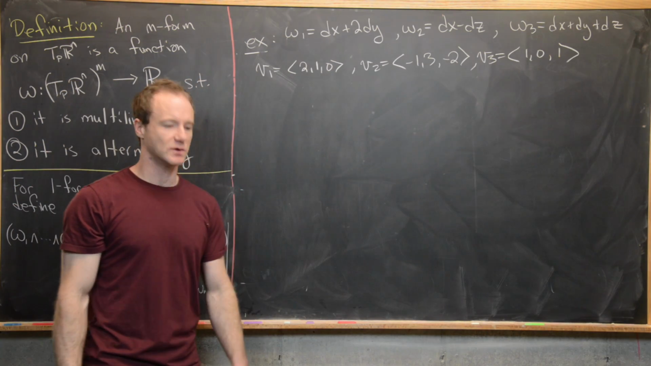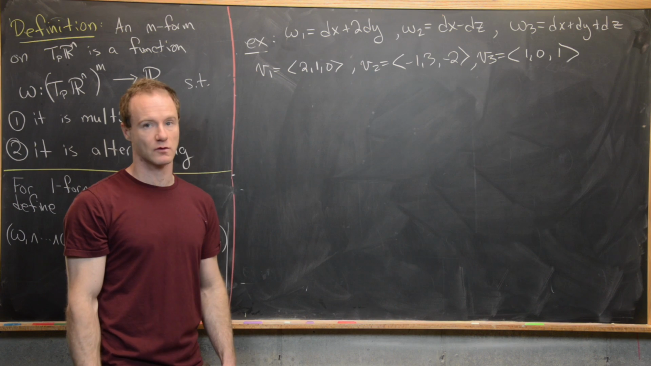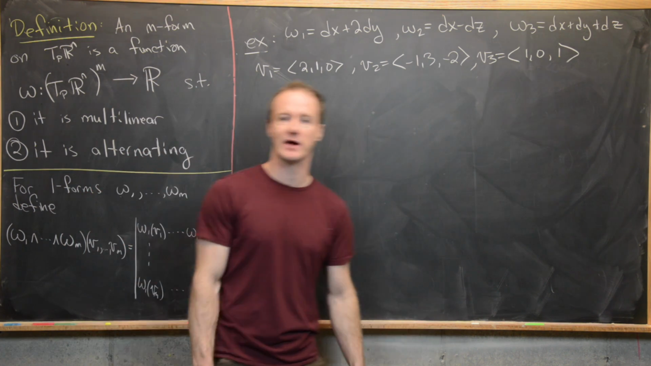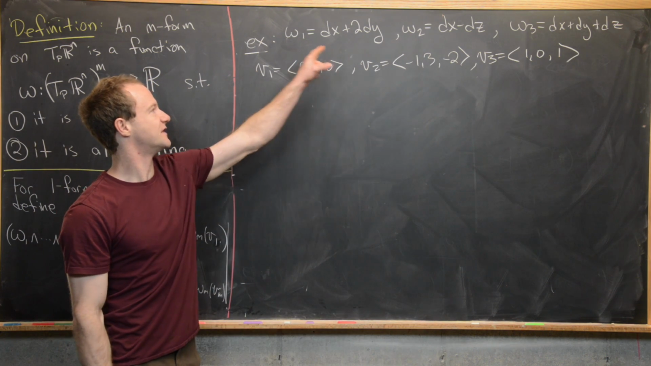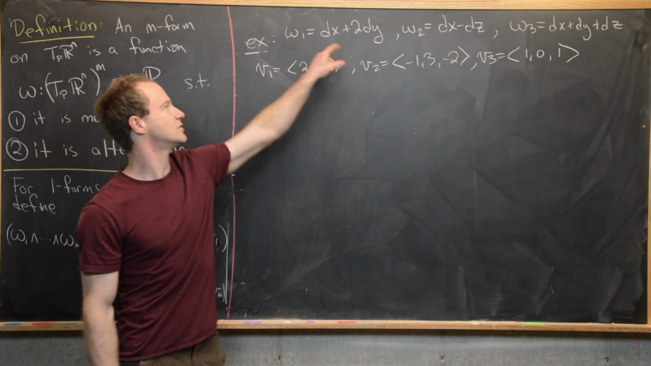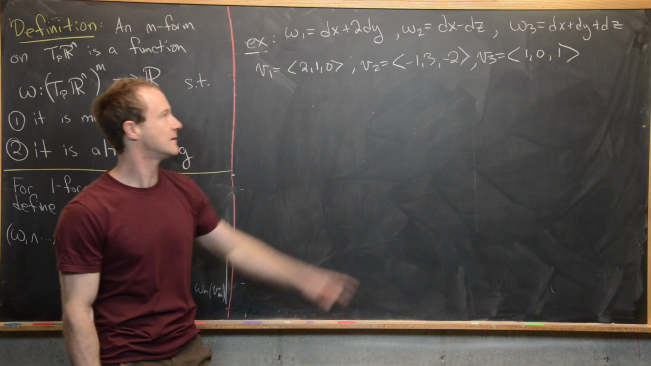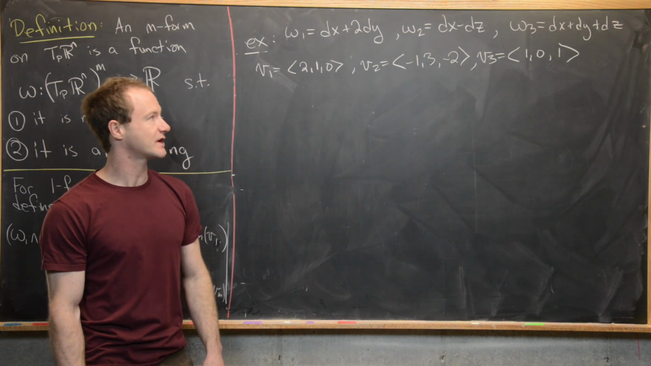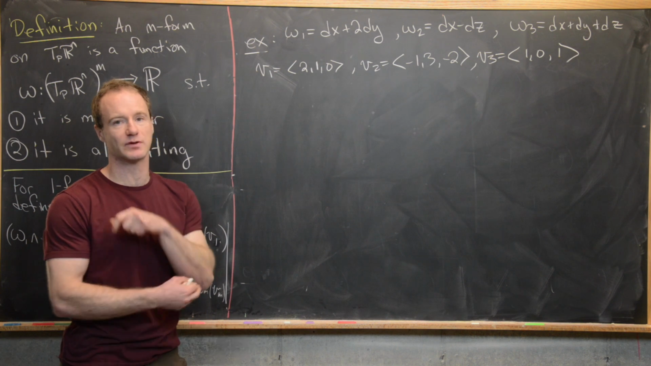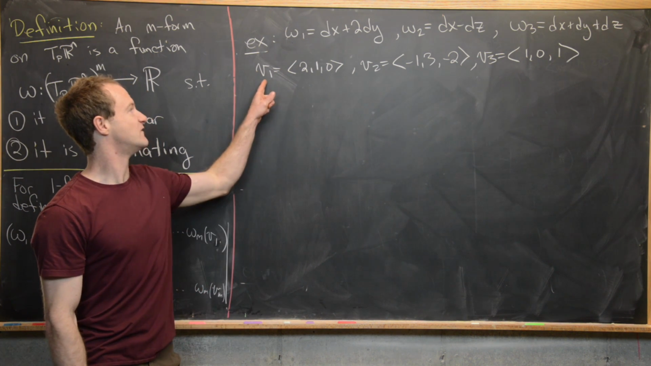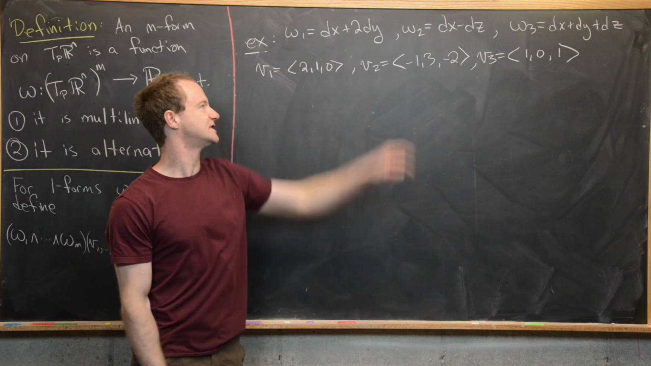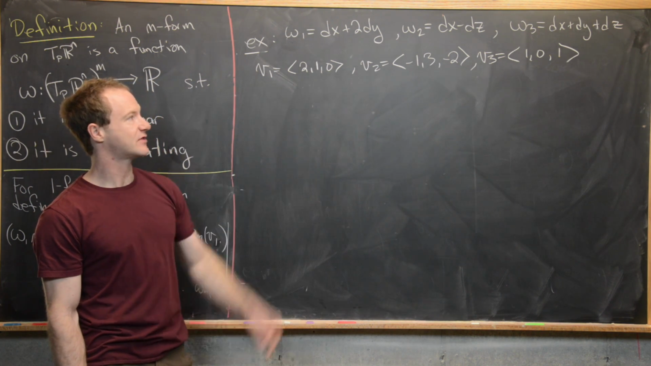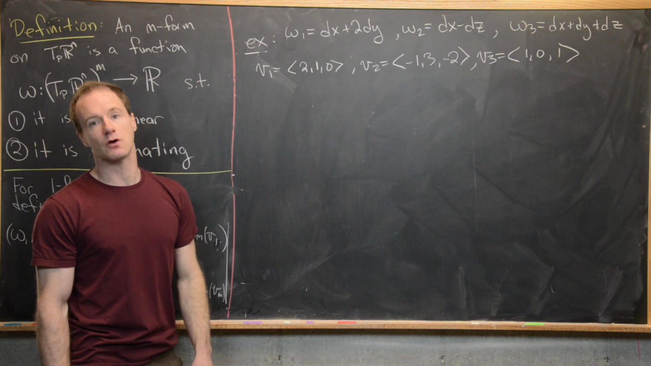For our next example, we'll take three slightly more general one-forms and find their triple wedge product evaluated at three vectors. So let's look at these three one-forms. We've got omega 1, which is dx plus 2 dy. We have omega 2, which is dz minus dx, and omega 3, which is dx plus dy plus dz. And then we've got v1, which is (2, 1, 0), v2, which is (-1, 3, -2), and v3, which is (1, 0, 1).